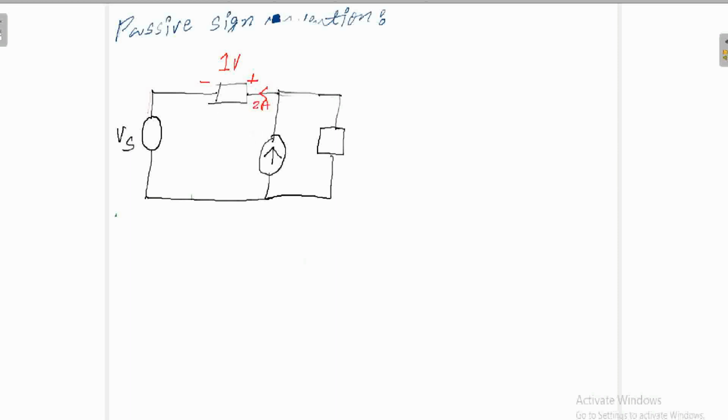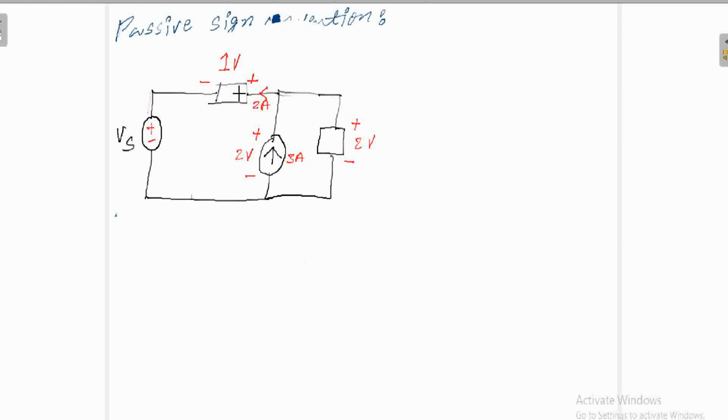And here for the current source they have given plus minus, the voltage is 2 volts. And here they have given 3 amps current. And for this one, plus minus 2 volts. We have to find whether for this voltage source the power is absorbed or power delivered by the voltage source Vs.